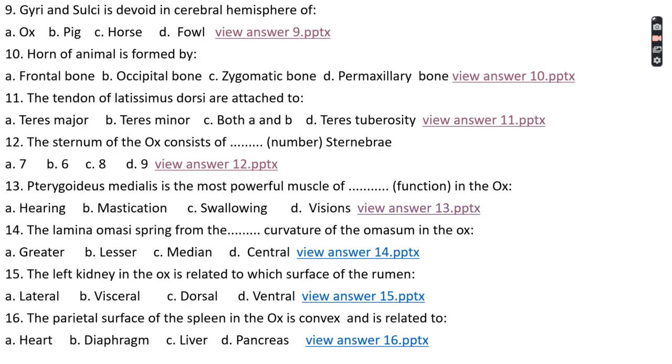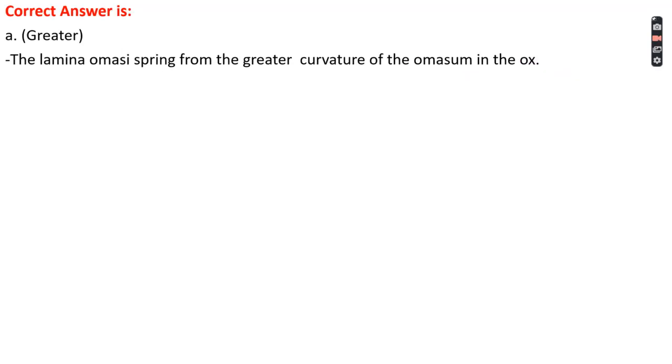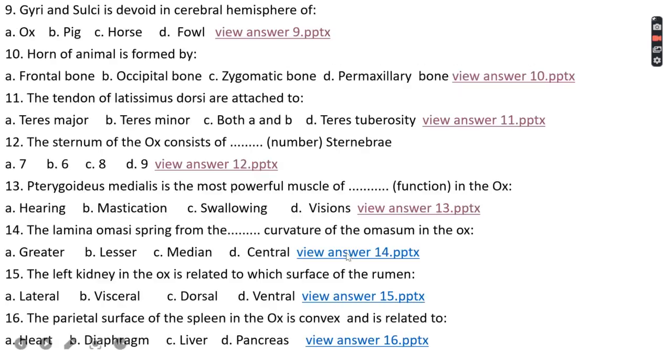Question number 14. The lamina omasi spring from the dash curvature of the omasum in the ox. Option A, greater; option B, lesser; option C, median; option D, central. The right answer is option A, that's greater. The lamina omasi spring from the greater curvature of the omasum in the case of ox.